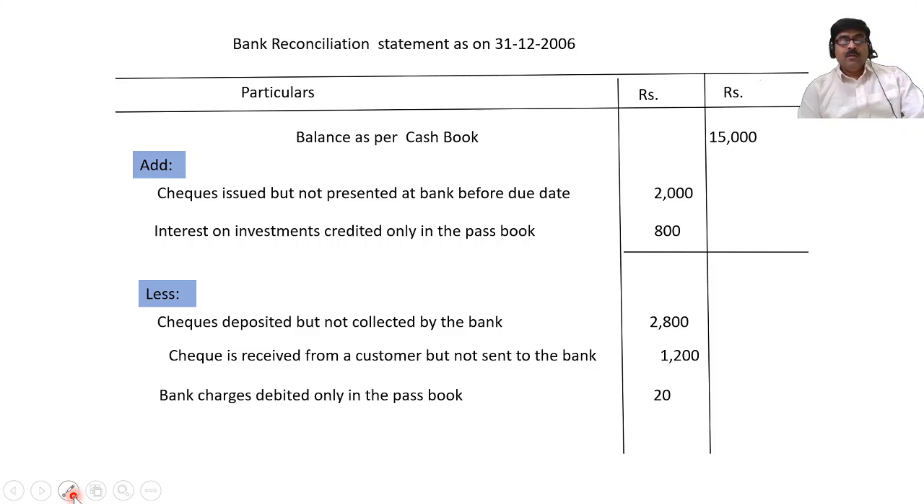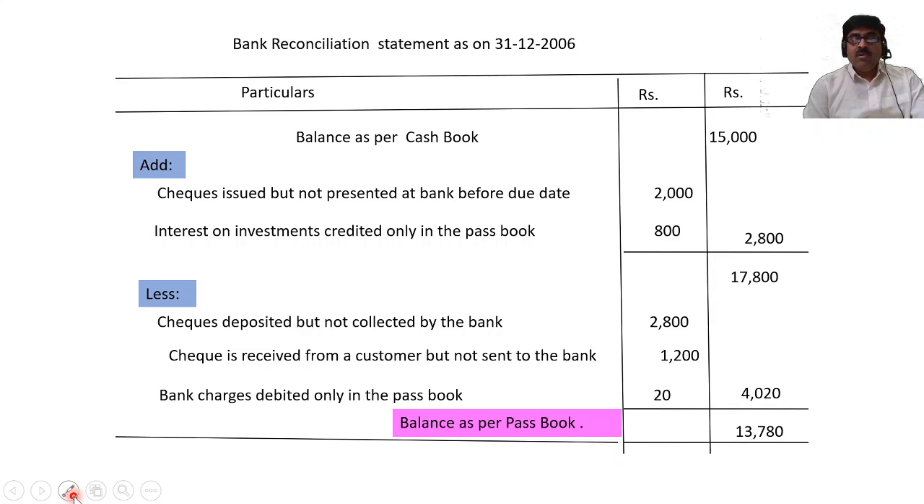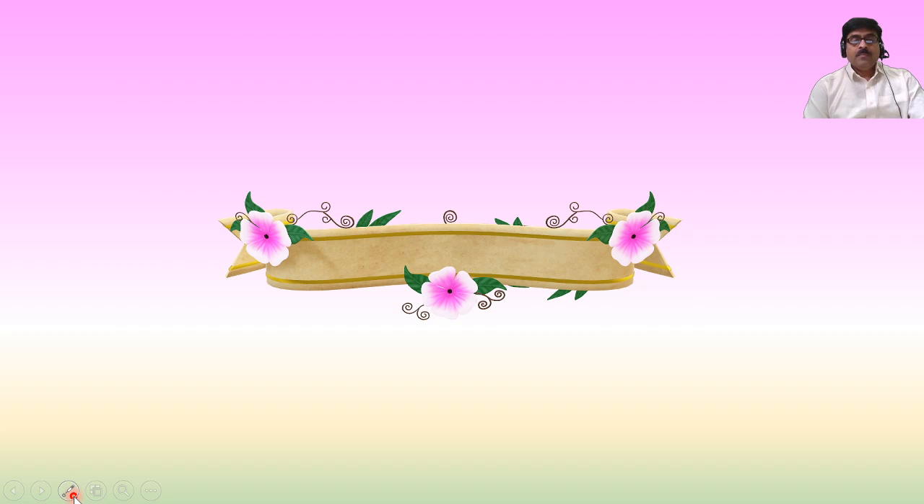Now add the two items, 2,000 and 800. That is 2,800. Total 17,800. Now the deducting items 4,020. If we deduct, 13,780, that is the balance as per passbook. This is the favorable balance, not an overdraft. Thank you. Thank you very much.